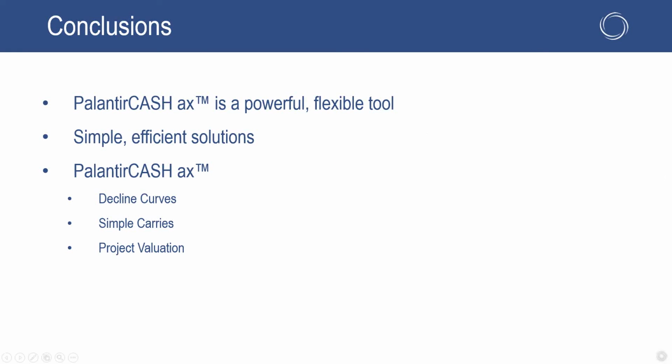To conclude, I wanted to show you what we really talked about today. Cash AX is a powerful and flexible tool. It offers simple and efficient solutions to a number of common practices used in oil and gas. For the decline curves, the simple carries, and project valuation, these are all things that we saw today, and as I showed you, these are very easy to implement, very easy to manage, and easy to do in Cash AX. These are things that would be very complicated without it. So again, we have a simple, efficient, powerful, and flexible tool.